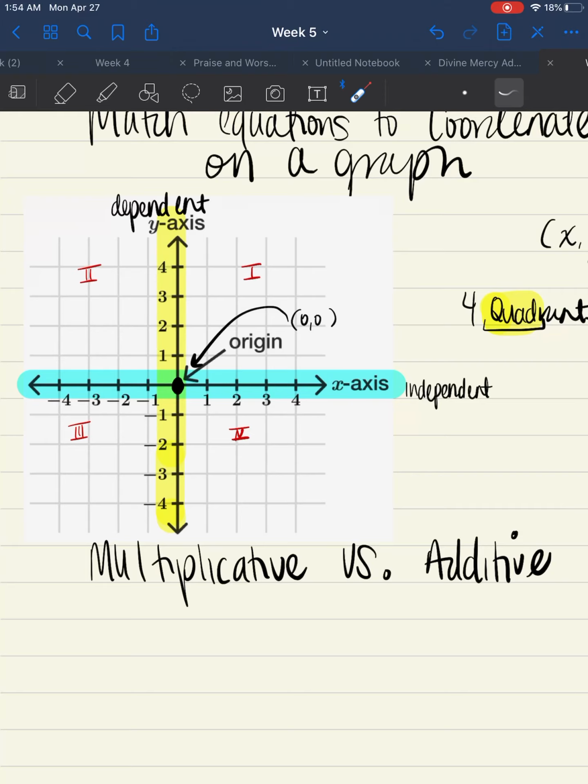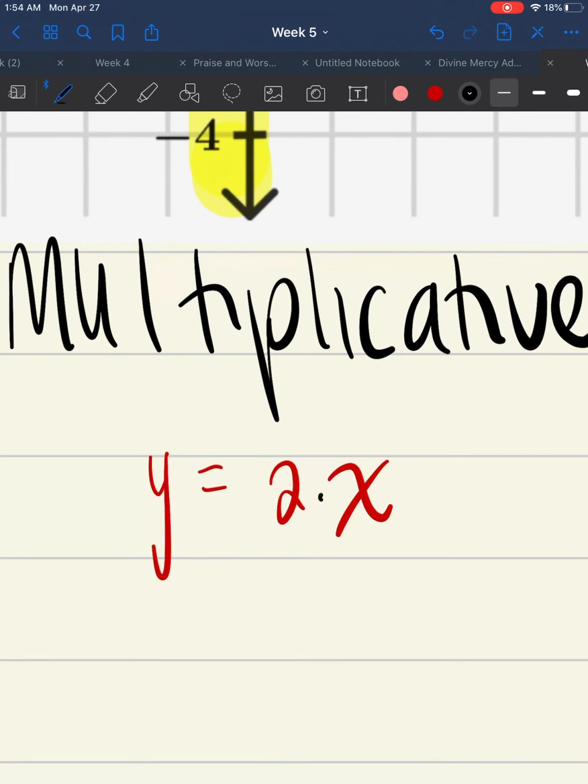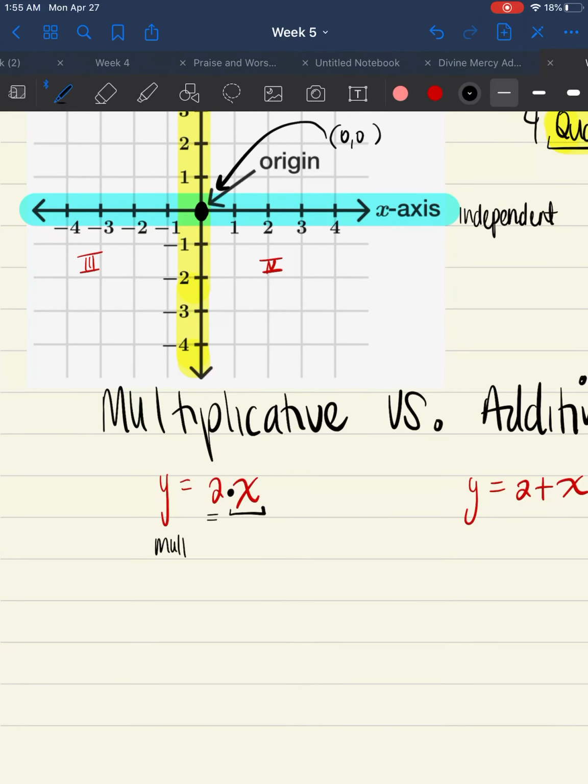Okay, so now that we know that, a coordinate plane is used to graph equations, to graph functions, to graph different relationships. Two of the equations that we have are multiplicative versus additive. The main difference between these two is, in a multiplicative equation, for example, you'll have something as y equals 2x, versus an additive, you'll have y equals 2 plus x. The main difference in these two equations is that one of them is a multiplication equation, because if you look at it closely, there's an invisible multiplication sign in between there. So you're taking the 2 and you're multiplying it by whatever the x value is. So this is a multiplication equation.